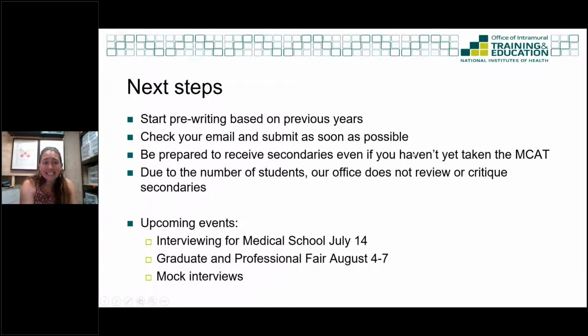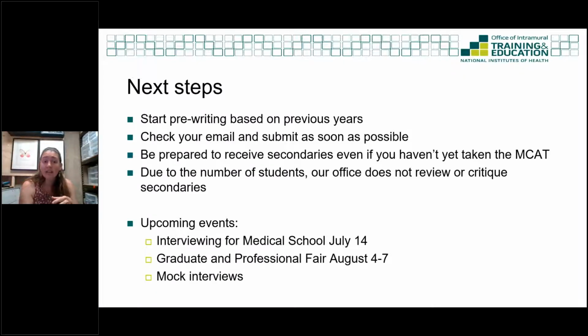Okay, so some next steps. As I said, make sure that you are pre-writing questions based on previous years. Take a look at your list of schools and see what you can find about the types of secondaries they typically send to students. My guess is that they aren't going to change too much, with the exception, I would say in many cases, of adding a question about the current situation that we're in, the pandemic and COVID, but that could be written a variety of different ways. So I don't yet know exactly what those are going to look like. So use the previous year's questions as an example for you.